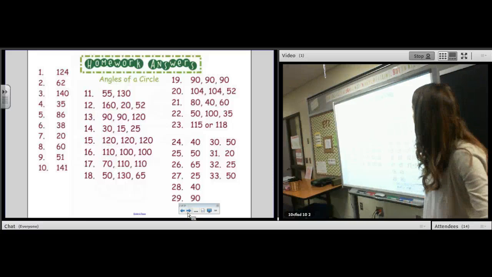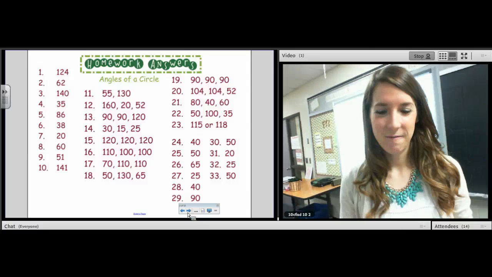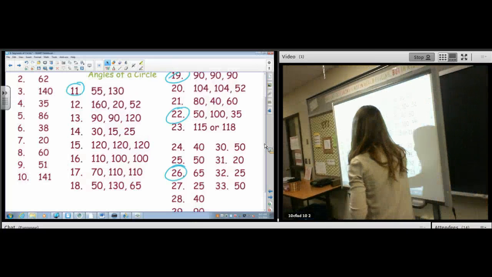Checking your homework answers. Angles of a circle, super fun homework. Starting with number 11.